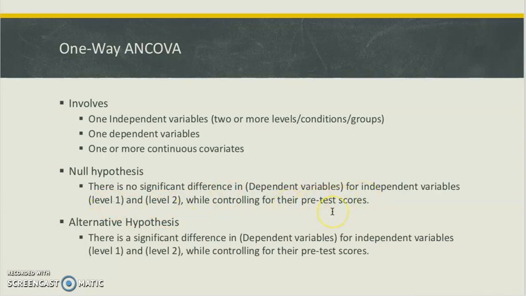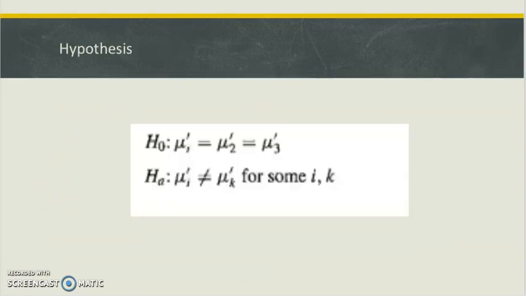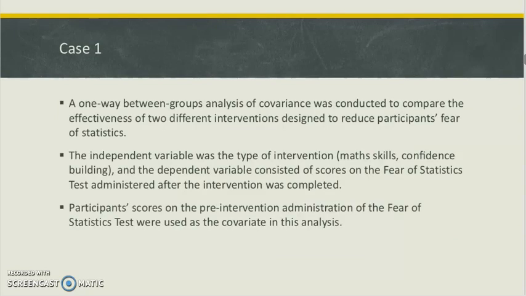So pretest is the covariate, and this would be the alternative hypothesis. There is a significant difference in dependent variable for independent variables, level 1 and level 2, while controlling for their pretest score. So make sure if you want to do ANCOVA, you write the hypothesis like this. This is another way of writing the hypothesis, but I would suggest you to use the one in words or sentence.